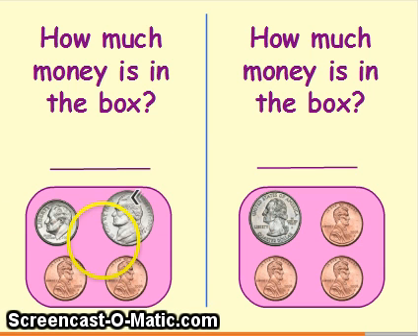In this first pink box, how much money is in the pink box? Well, we know that 1 penny is 1 cent, so we have 2 pennies. 2 pennies is 2 cents. We know that the nickel is 5 cents and the dime is 10 cents. So 10 plus 5 is 15 and 15 plus 2 is 17.